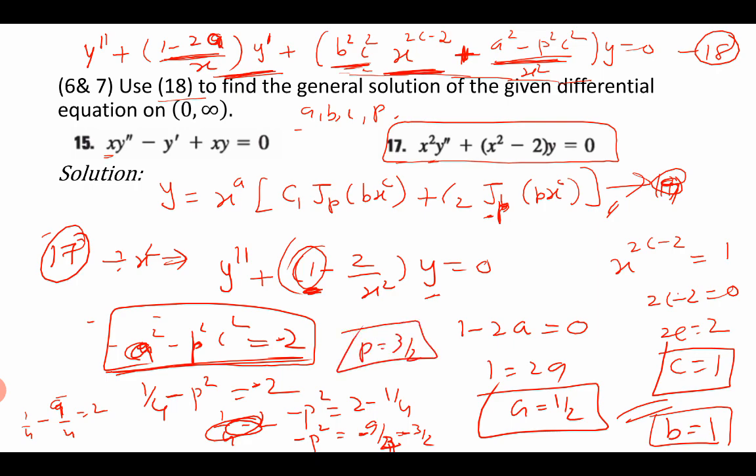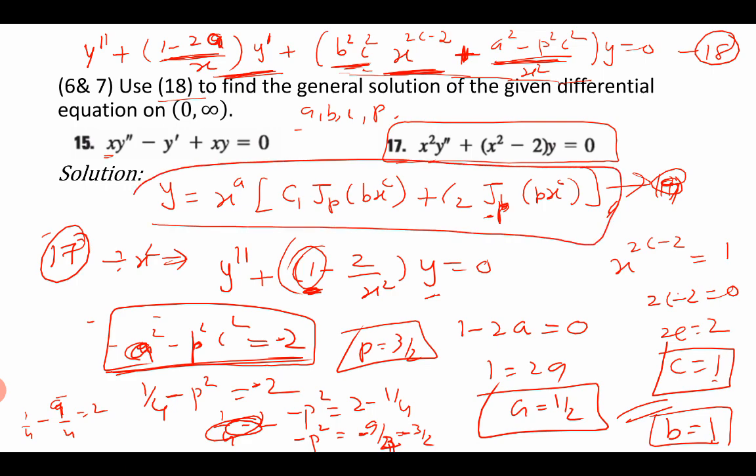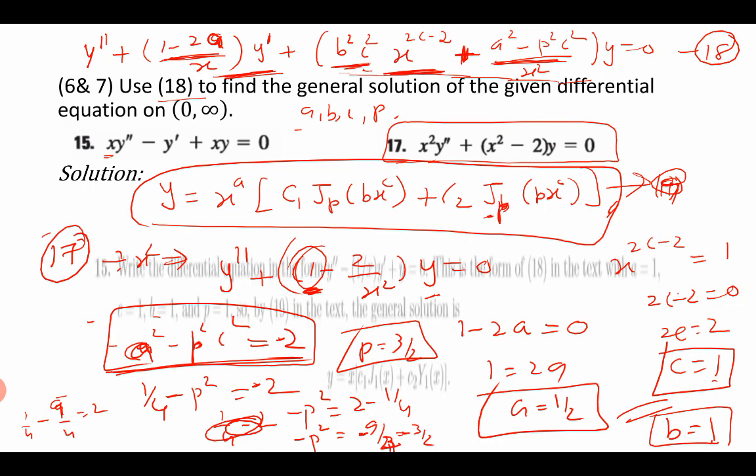Once you find a, b, c: a is 1 by 2, c is 1, b is 1, p is 3 by 2, substitute in this equation. That will be the end. Okay, thank you. We will do another problem.